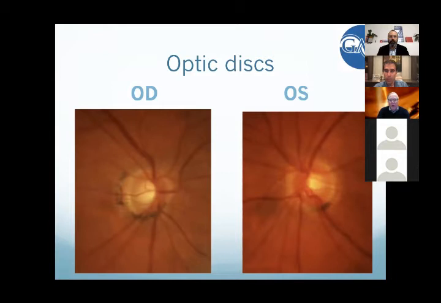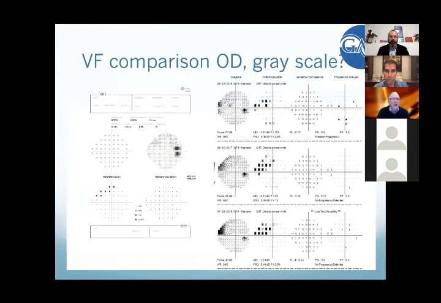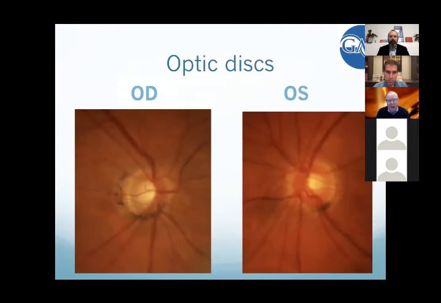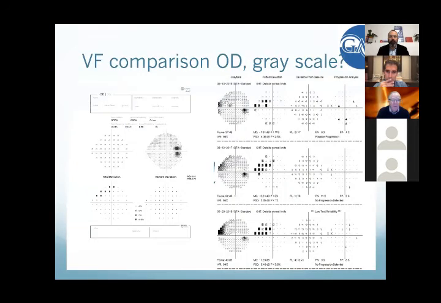So that's what the nerve looks like. Let's look at the next slide. You can see the Humphrey field shows a pretty classic superior nasal step that's definitely reproducible, and that fits the optic nerve. You have to remember, it doesn't always fit in a classic way, but it fits pretty well here.